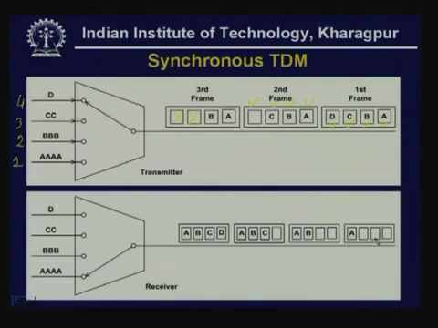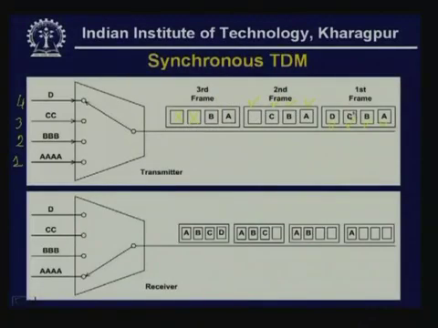At the receiving end, however, they can be received and sent to different sources. As you can see, as it is coming, this A will go here, this B will go here, this C will go here, this D will go here. So, there is no problem in multiplexing and demultiplexing. The problem is somewhere else.